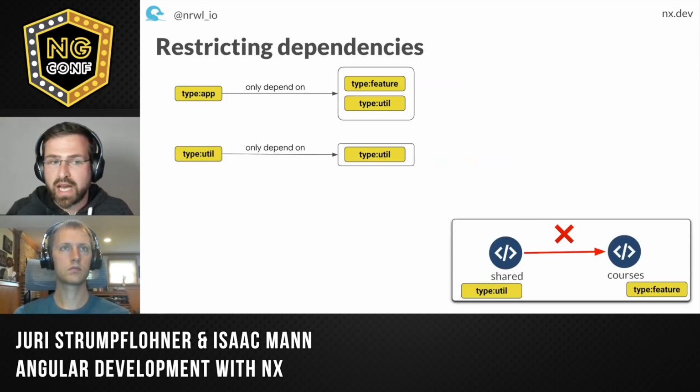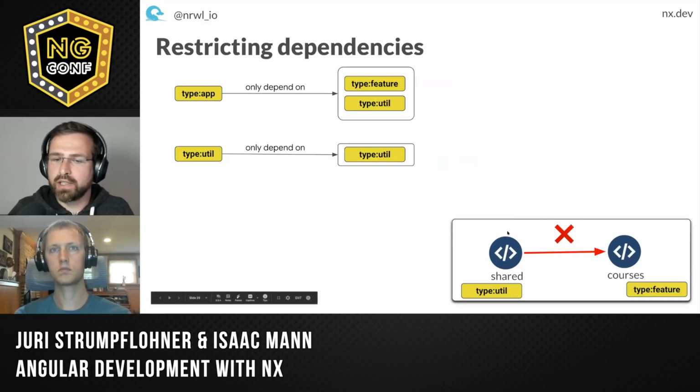Another thing could also be type util can only depend on type util. The reason is these are just utility functions, and so nothing in the shared utility library should actually reference a feature library.